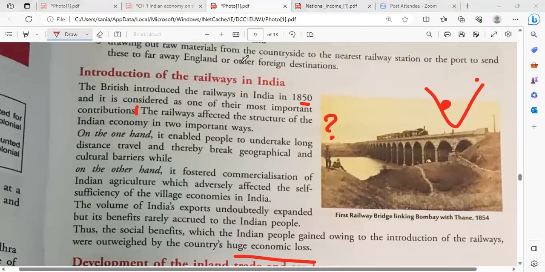Yes, ma'am. Ma'am, could you explain the question part, like what do we have to write? We will first write the heading, introduction of railway in India. You will write till here. Then you will write how the railway affected the structure of Indian economy. Then you will write, on the first hand it affected like this, on the second this. Okay, ma'am.